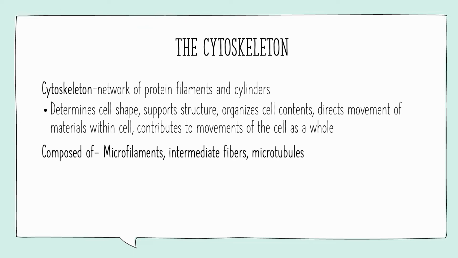The cytoskeleton. The cytoskeleton is a network of protein filaments and cylinders. The cytoskeleton determines cell shape, supports the structure, organizes cell contents, directs movement of materials within the cell, and contributes to movements of the cell as a whole. It is composed of microfilaments, intermediate fibers, and microtubules.